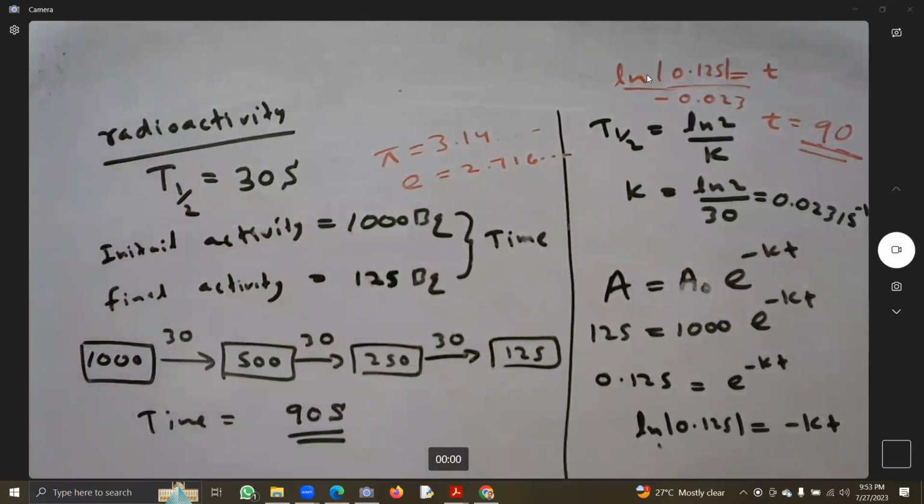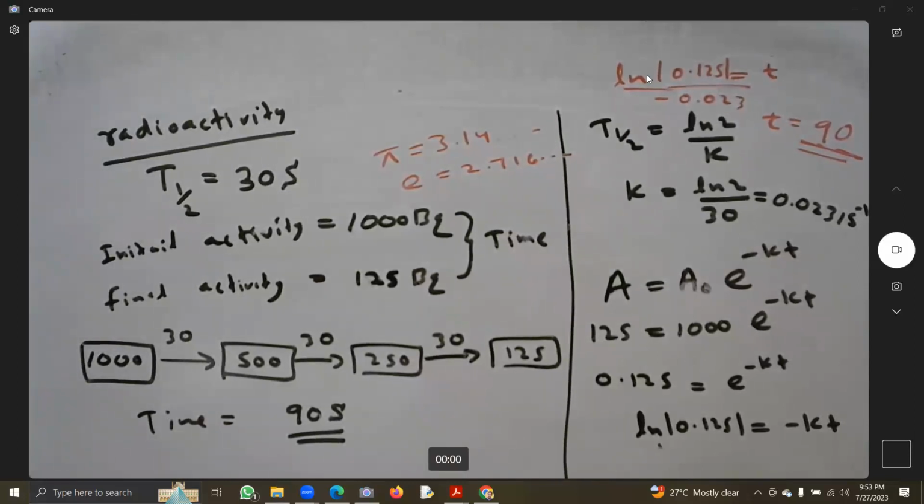Can we use that in chemistry as well? Yes, in chemistry sums we are going to use it. The chemistry sums we can use, radioactive sums we can use, capacitor sums we can use. So there are 3 chapters where we can use this equation.